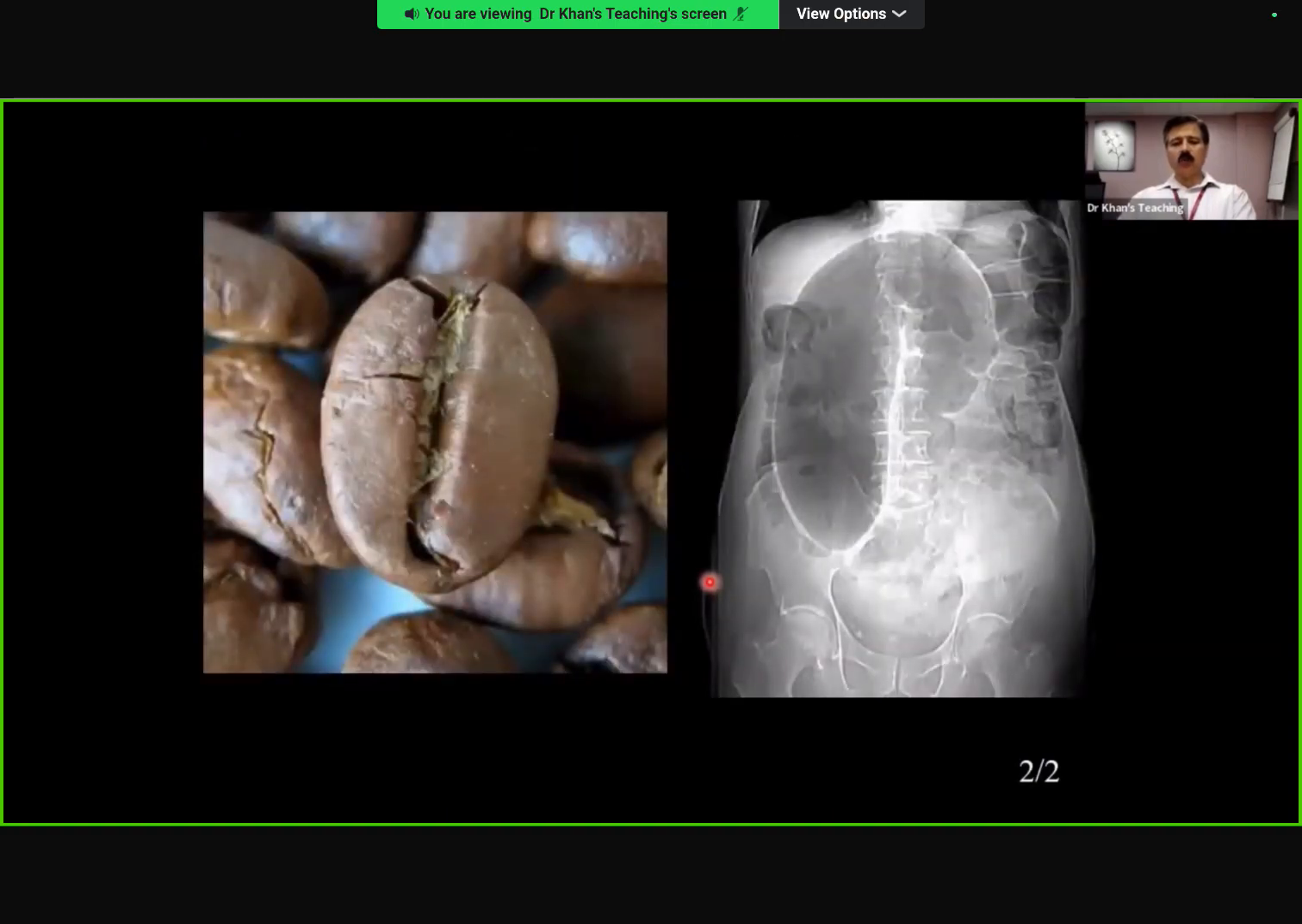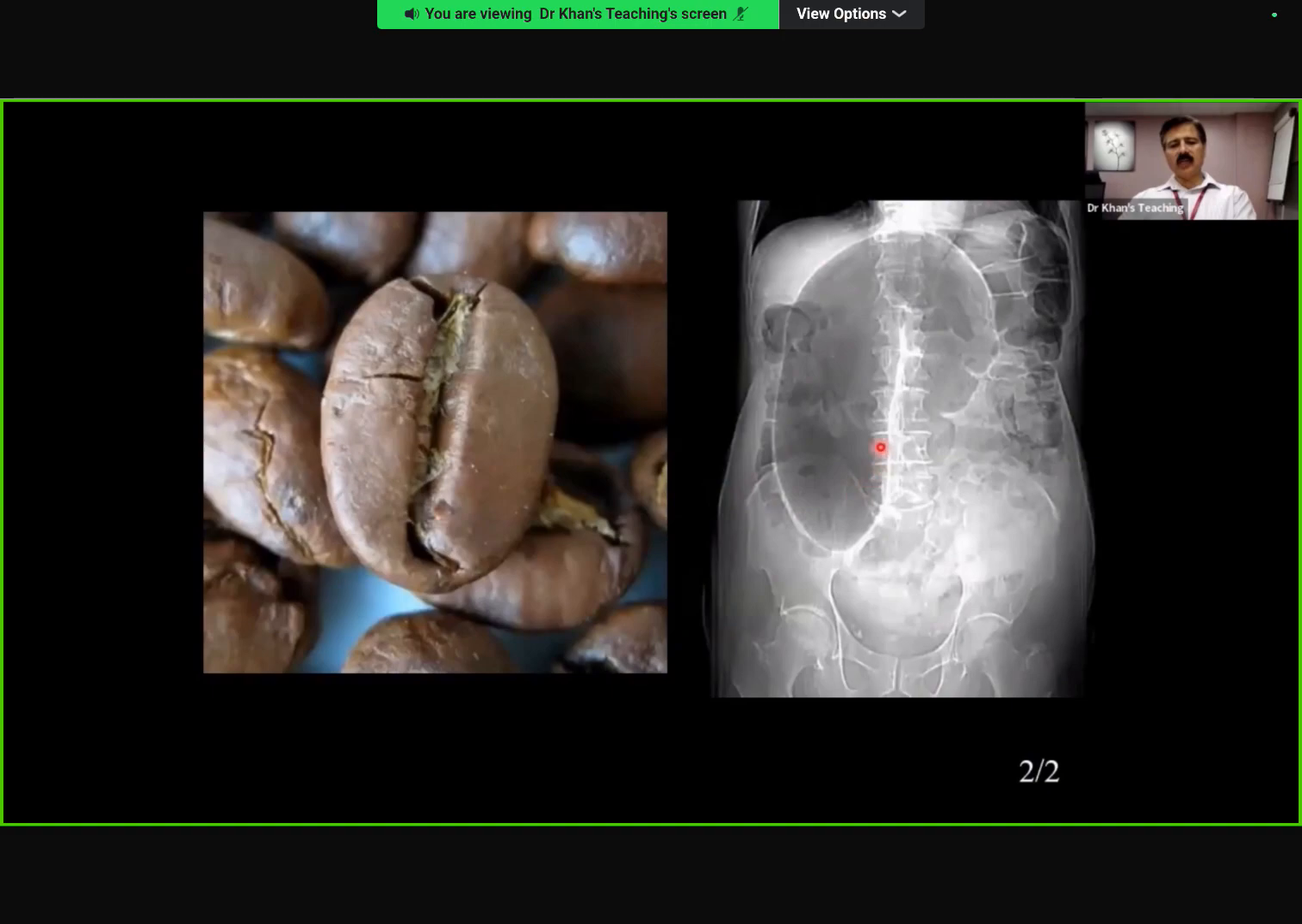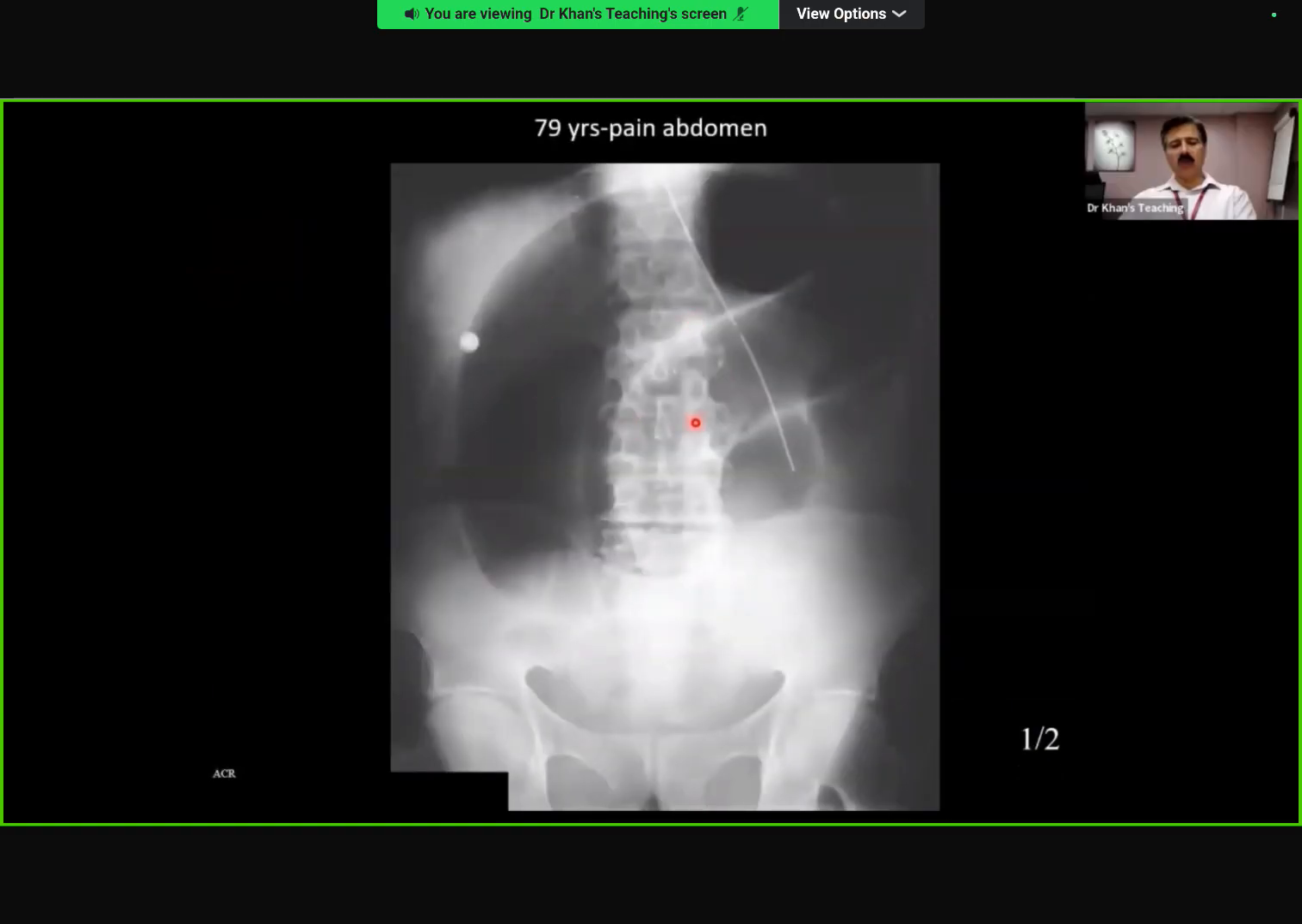So this is what we call the coffee bean sign, where you can see the volvulus of the sigmoid. Actually, this is an old film, but it gives you the concept in a much better way. What happens in sigmoid volvulus is that there is an inverted U appearance, and this coffee bean sign might not be visible in each and every case, so you have to see the concept.